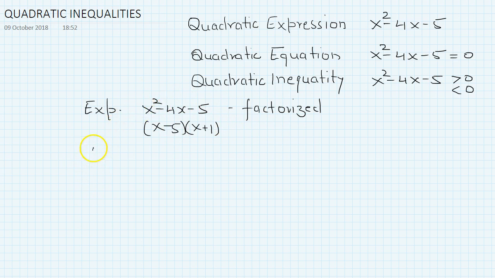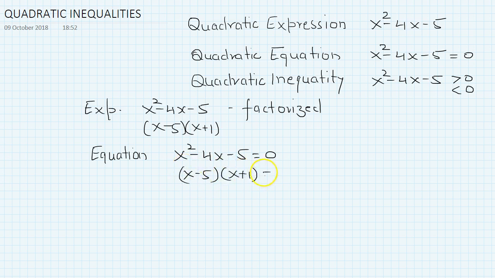Now for an equation in this form, x squared minus 4x minus 5 is equal to 0, it means x minus 5 and x plus 1 is equal to 0. So this means x is equal to minus 1 and 5. So these are the solutions. So it is having two solutions.